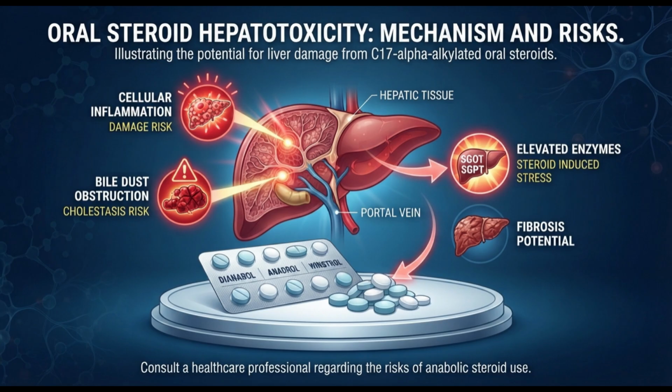Voiceover. Liver effects are particularly important with certain oral anabolic steroids. Some compounds are chemically modified so they can survive digestion and reach the bloodstream. That modification can increase the burden placed on the liver. Depending on the compound and exposure, liver enzymes can rise and liver injury can occur. Severe liver complications are uncommon but potentially serious. This is one reason that it's only a pill doesn't mean a steroid is harmless.